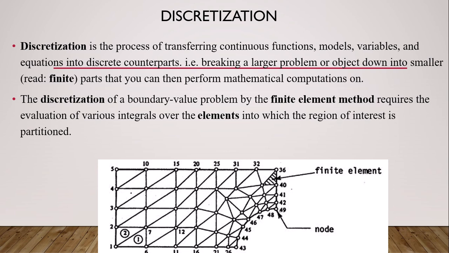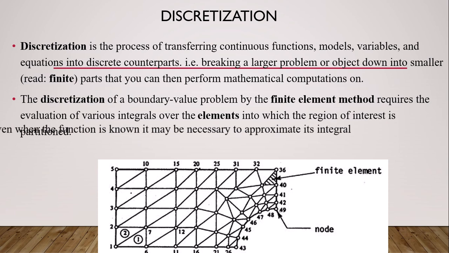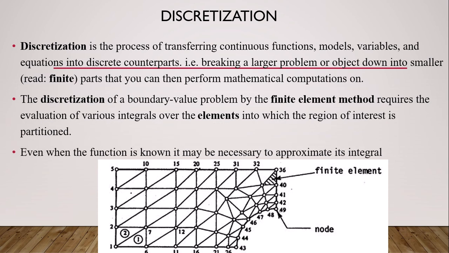So the basic thing, discretization is the process of transferring continuous functions, models, variables and equations into discrete form, that is, breaking a large problem or object down into smaller parts on which you can then perform mathematical computation. The discretization of a boundary value problem by the finite element method requires the evaluation of various integrals over the elements into which the region of interest is partitioned. Even when the function is unknown, it may be necessary to approximate an integral. So this is all about discretization.